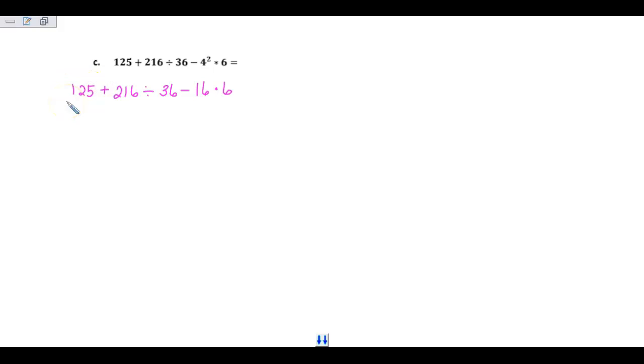Okay, no more exponents. So next we're going to divide. We're going to divide these two. We're going to take 216 and divide it by 36, and that is going to give us 6. Bring everything else down. Then I see I have this multiplication here, so I'm going to do this one next. I've got 16 times 6, and that's going to give us 96. And bring everything else down.